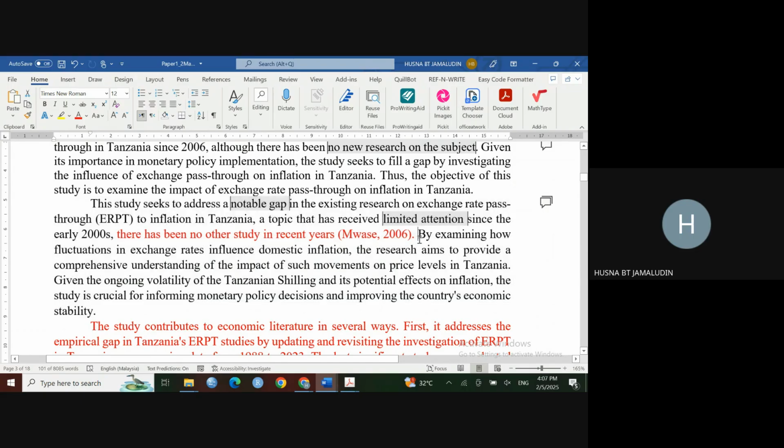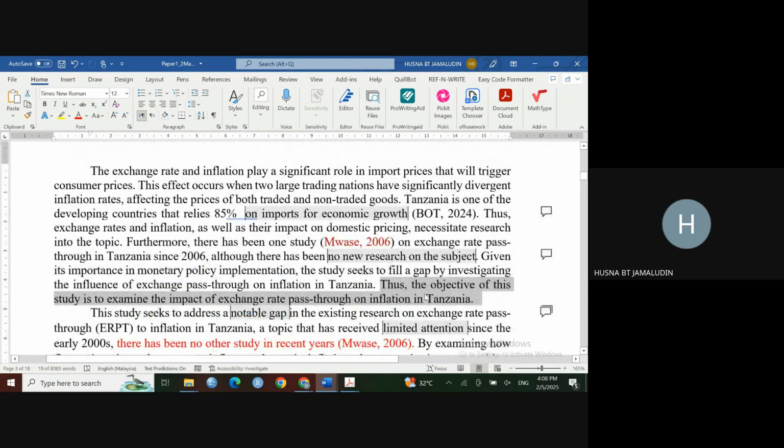Well, this study seeks to address a gap in the existing research on exchange rate. You have to specify the objective of this study, but you don't really specify your objective clearly. So you are expecting people to guess that the objective of your paper is this. Oh my god. Najat, you cannot write your objective somewhere here. Thus, the objective of this study is to examine the impacts of exchange rate pass-through in... Okay.